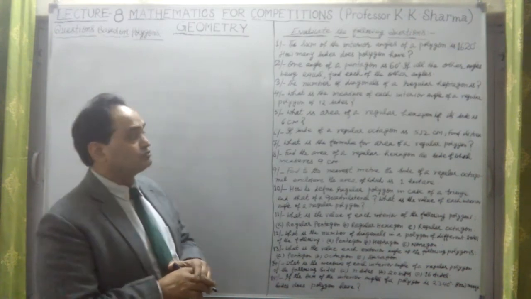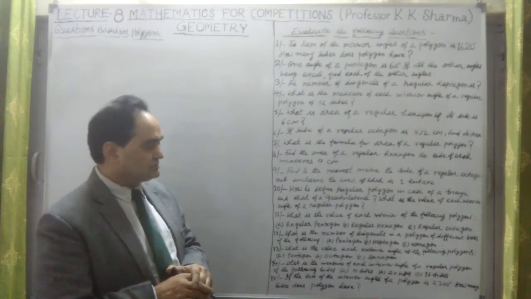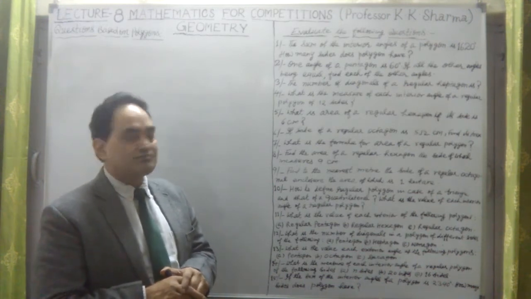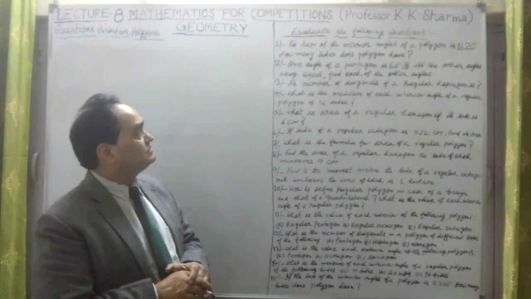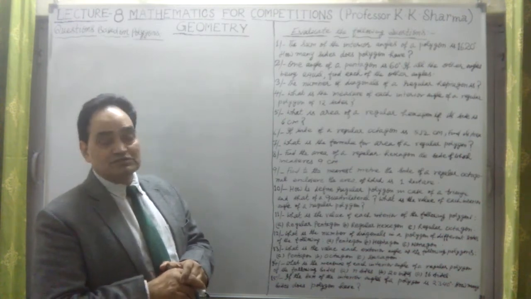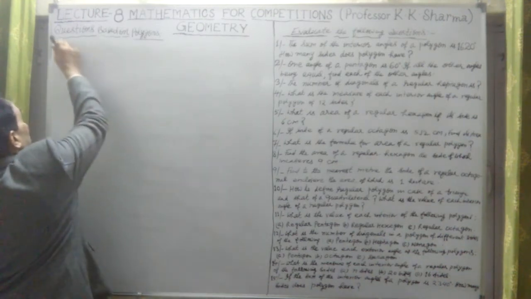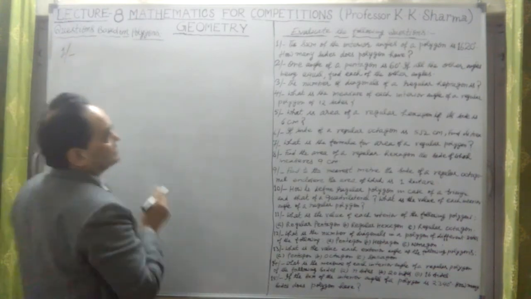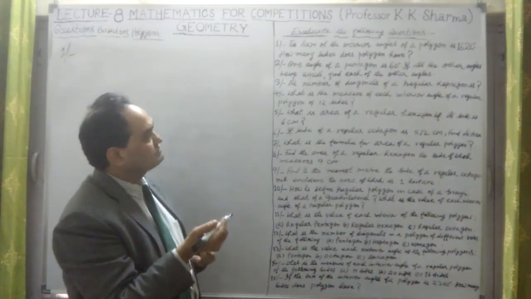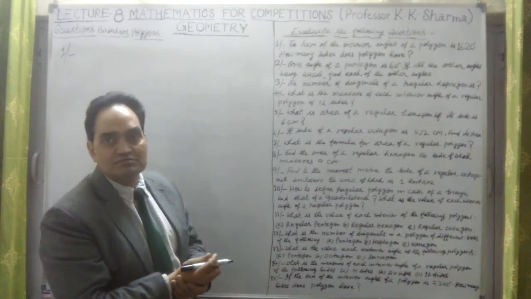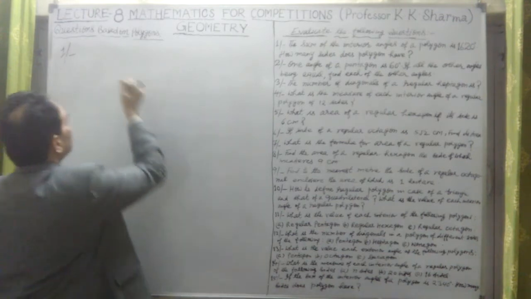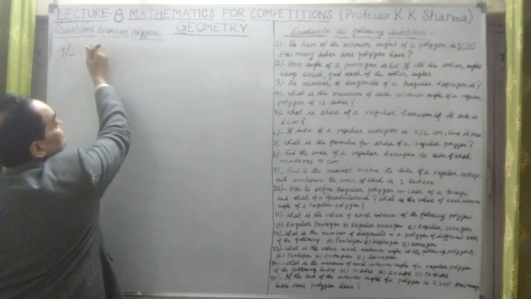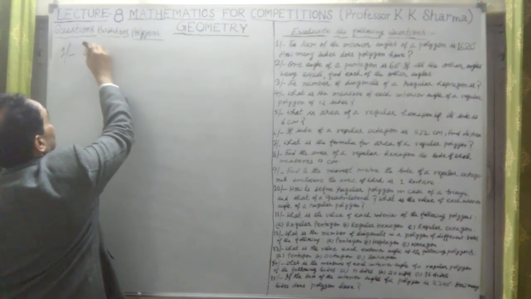Now let us take these questions one by one. These questions are based on polygons. First question, what does the first question say? Question number 1 says that the sum of the interior angles of a polygon is 1620 degrees. So what is given to us?